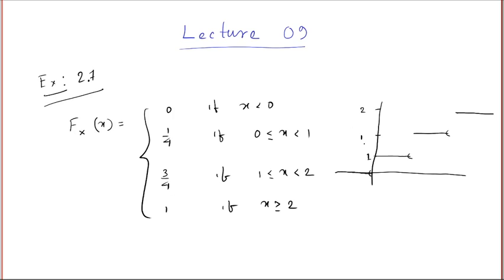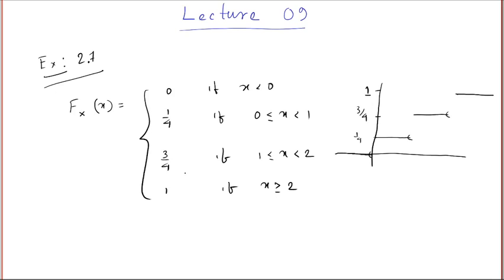Sorry, this should be of this form. This value is 1 by 4, so I have a jump of 1 by 4. Then this value is 3 by 4, so I have a jump of half, and then this jump is again 1 by 4. So this value is 1. Finally we reach 1. In this case the function is a step function.